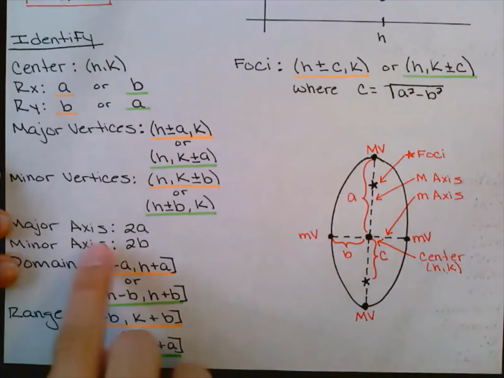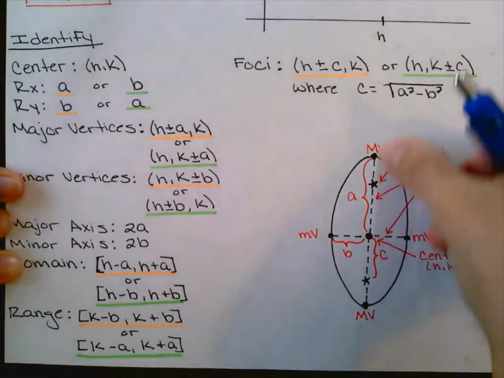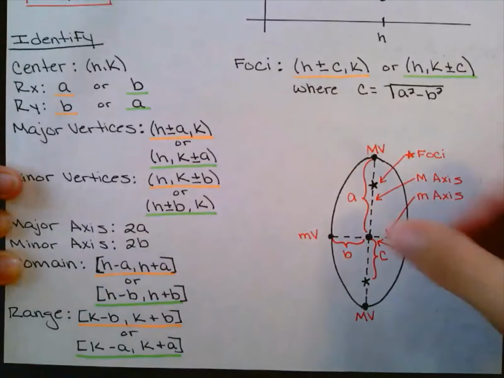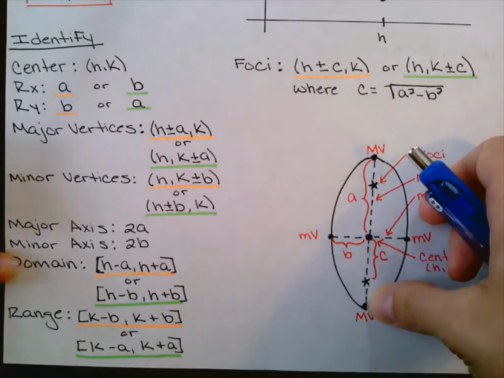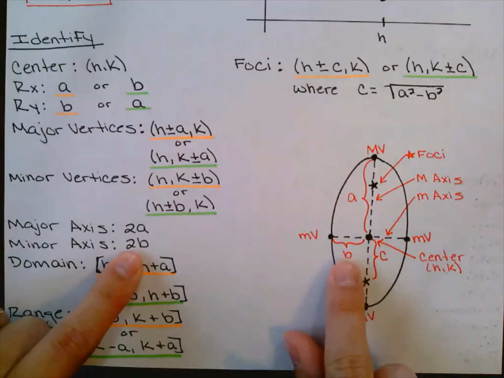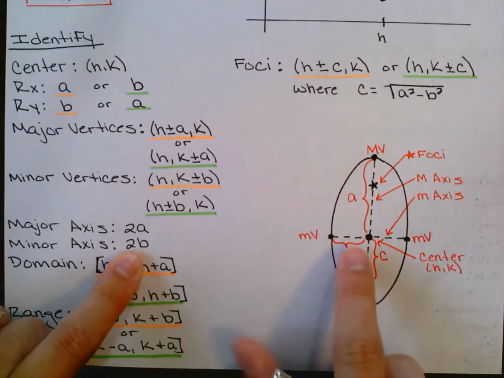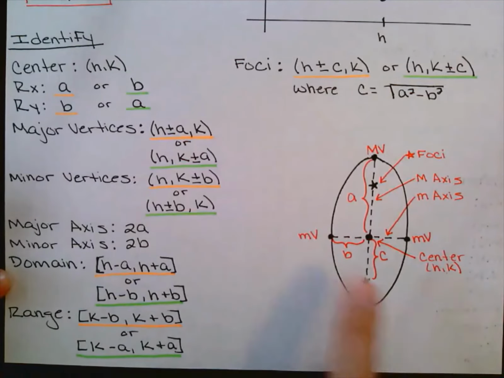We then have a major axis, which is going to be the length across the longer side. Now, if A was the radius, right, of the longer end, if you double that, you'll get the length of your major axis. And then same for minor axis with doubling B, whatever the radius was for my shorter end, okay? We have our domain, which is always left to right, regardless of whether it's stretched vertically or horizontally.